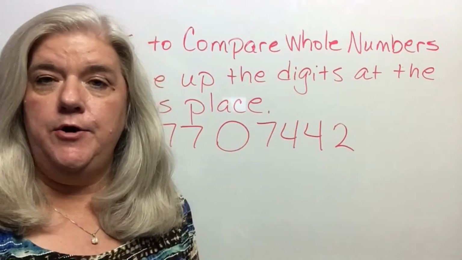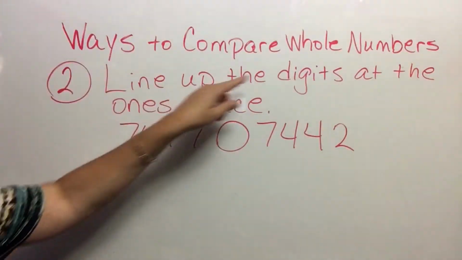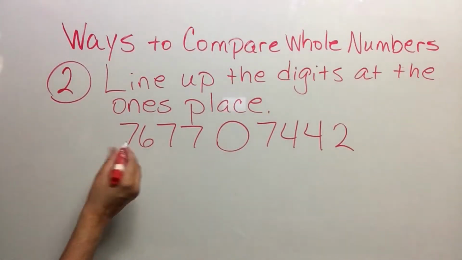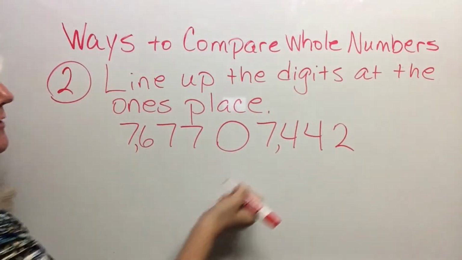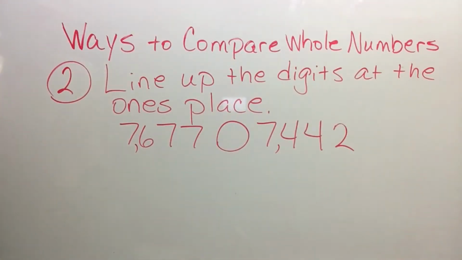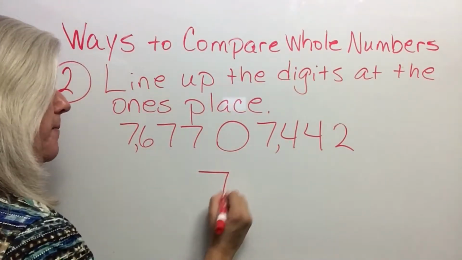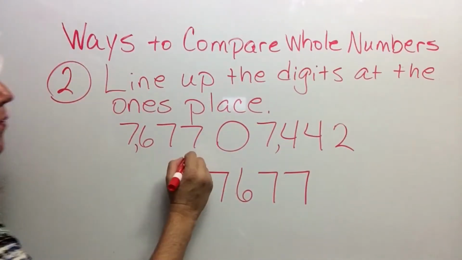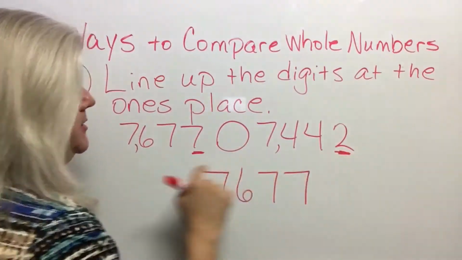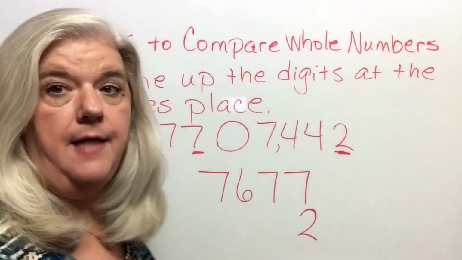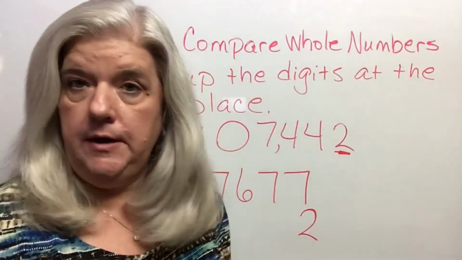Another way to compare numbers is to line up the digits at the ones place. I have two numbers here, 7,677 and 7,442. I can take these two numbers and line them up. Now it says to line them up at the ones place. So the 7 and the 2 are in the ones place. And if you do not line them up correctly, you will not get the correct answer.